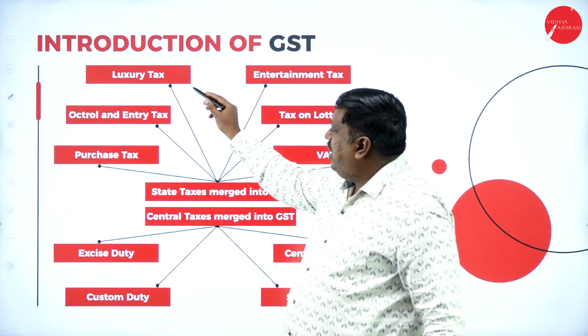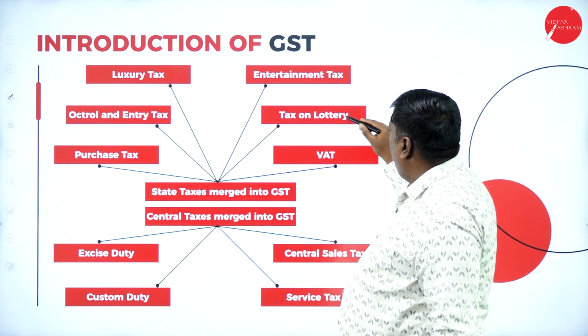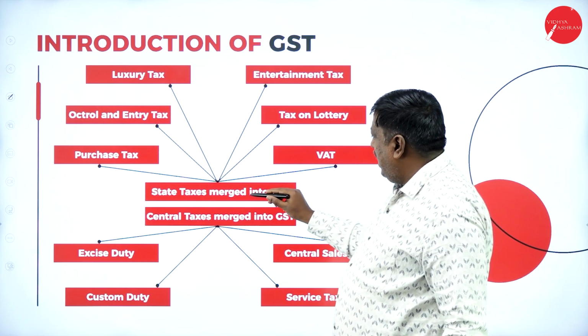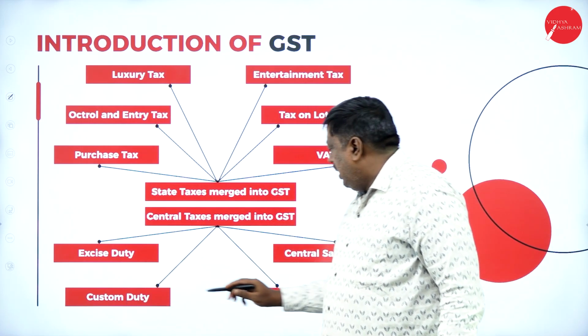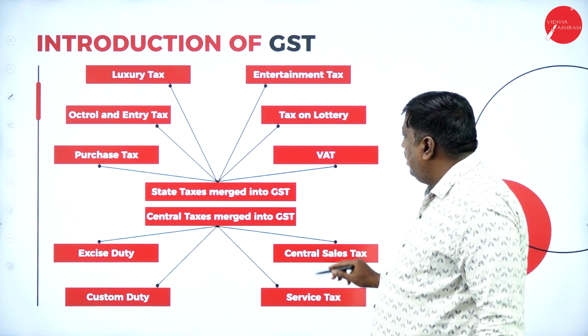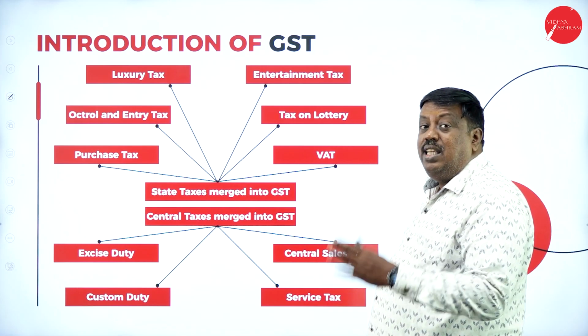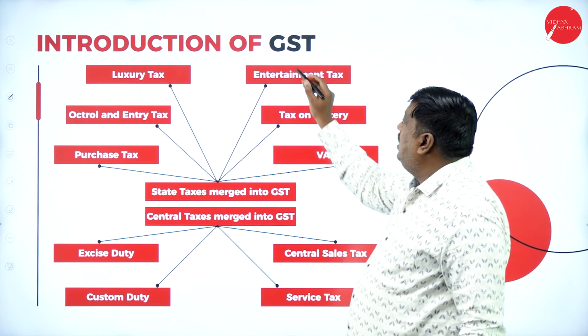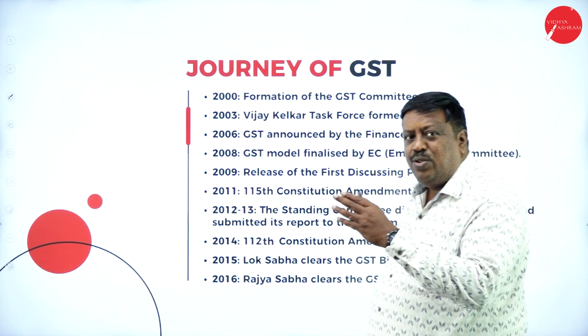Like luxury tax, octroi and entry tax, purchase tax, entertainment tax, tax on lottery, VAT of state taxes were merged into GST, along with excise duty, customs duty, central sales tax, and service tax. These are the major taxes we have mentioned here, and these taxes merged together and they started to have one tax called GST. See how the GST was started.